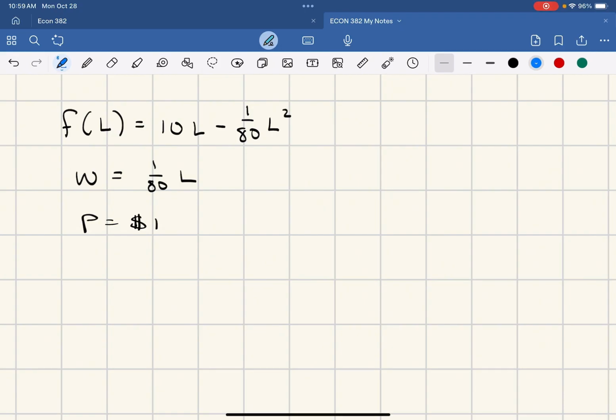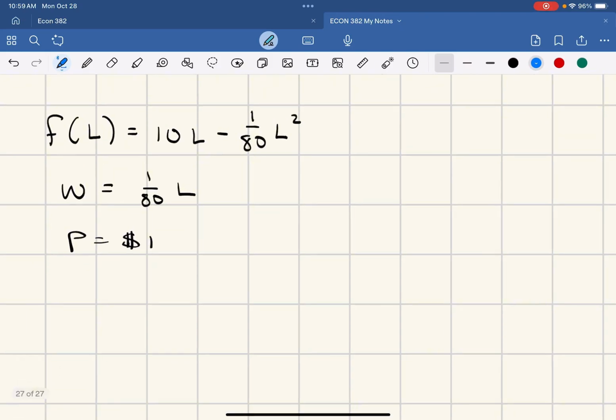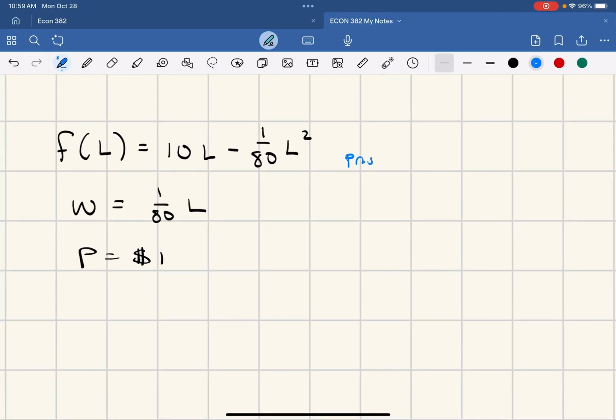So our setup is that Carl is the only source of employment for individuals on the island. So here we have the production function. So this is our production function. And this wage here, this is our labor supply. And he's going to charge $1 per output.